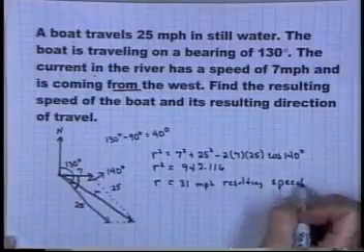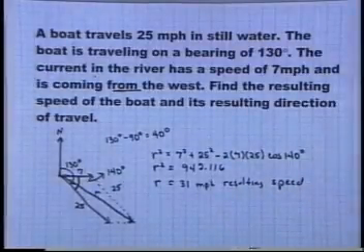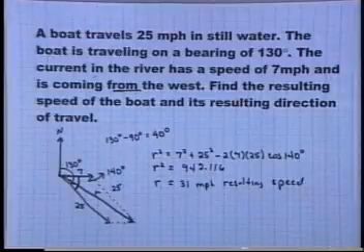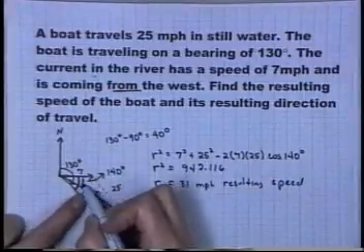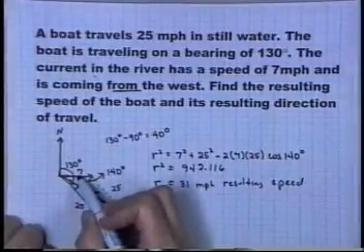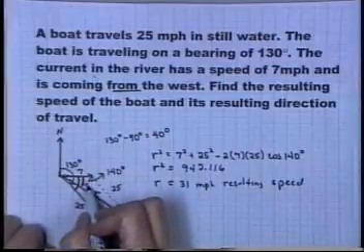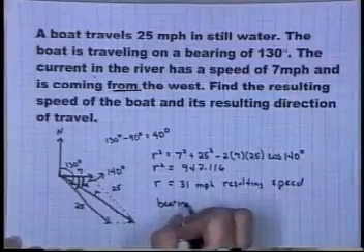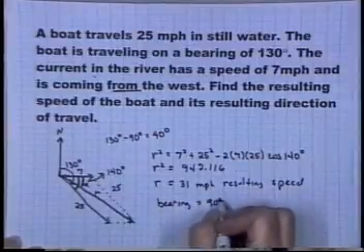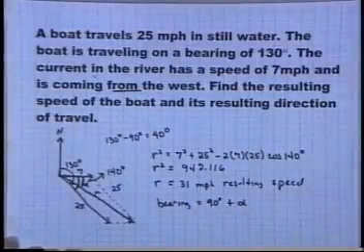Now, we need to give the direction, and since all of these directions have been given in terms of bearing, we want to do the same. Now, if I can find this angle right here, I can add 90 degrees to that. Let's call this angle alpha. The bearing is going to equal 90 degrees plus alpha, isn't it?